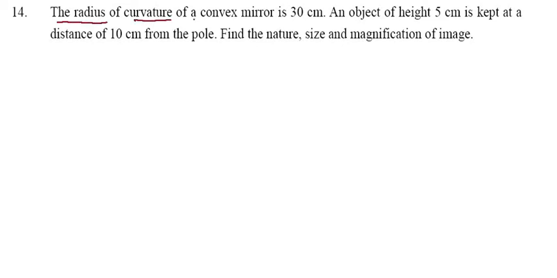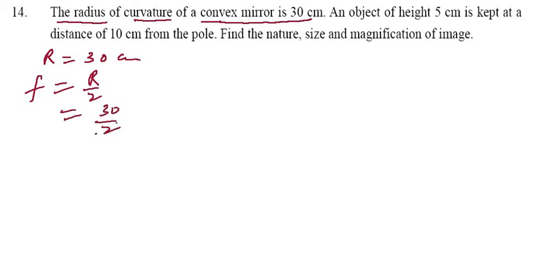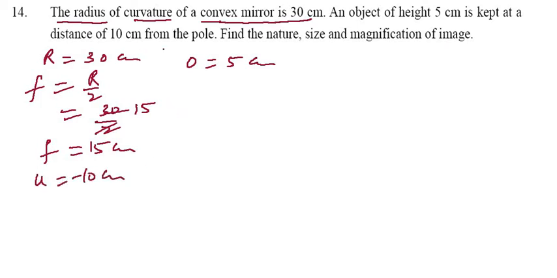The radius of curvature of convex mirror is 30 centimeters. So you can write here capital R is equal to 30 centimeters. So F is equal to R by 2. So that means 30 divided by 2. So it becomes 15. So that is 15 centimeters. An object of height 5 centimeters is kept at a distance of 10 centimeters, that means U is equal to minus 10 centimeters, from the pole. Find the nature and size of the magnification.